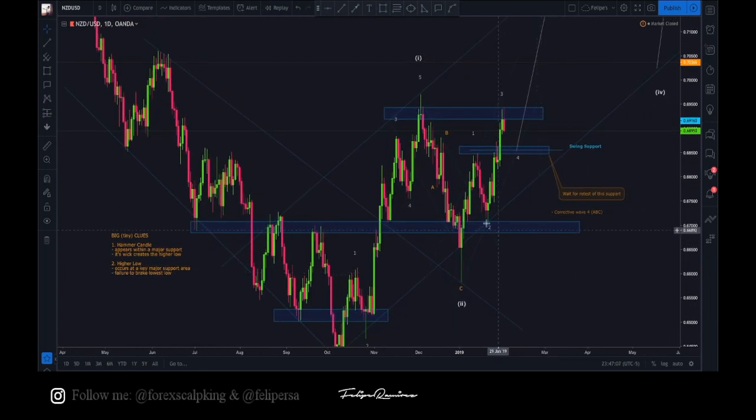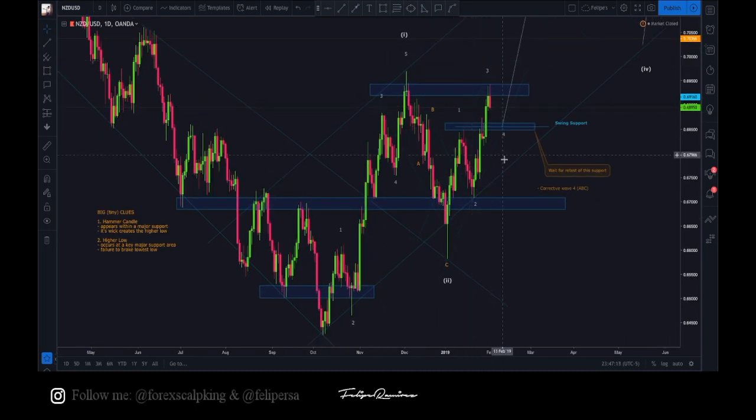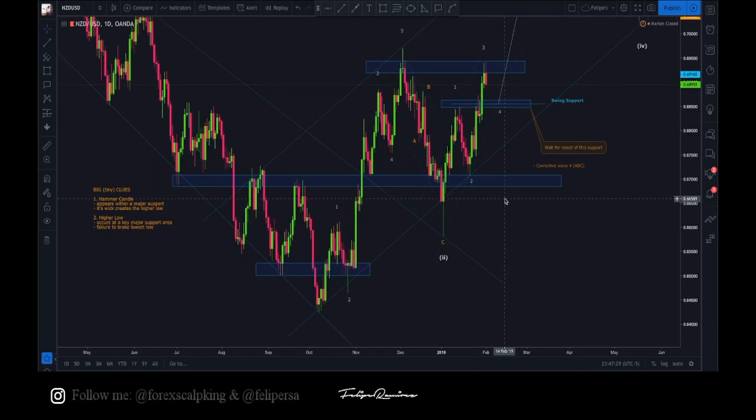Notice that what we got is big, strong, and aggressive moves. So that only means a bull market. Bulls are in control, and you cannot trade against the trend. Trend is your friend. Remember that always, always, always. What is clue number 2 regarding the strength of this market?